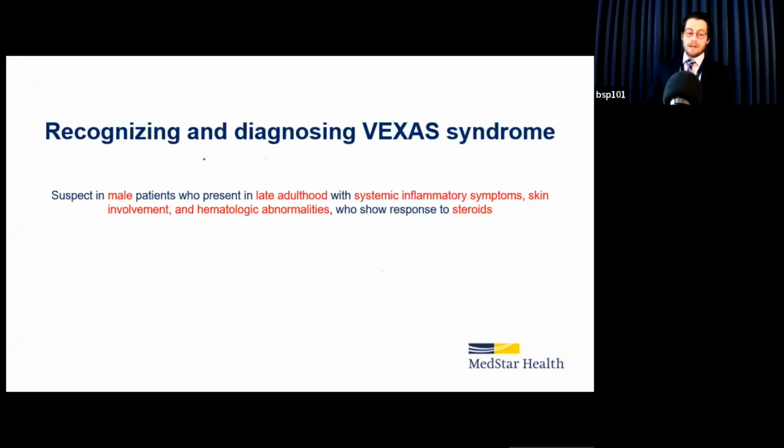So to conclude with the second objective, recognizing and diagnosing patients with VEXAS syndrome for every healthcare provider. So suspect always in male patients, don't forget female, but very rare. Suspect in male who present in late adulthood with any type of systemic inflammatory symptoms that do not fit a specific diagnosis. They usually have skin involvement, lung involvement, and hematologic abnormalities. Remember, macrocytic anemia is very important. And another clinical suspicion is that all these symptoms respond very well to steroids. And we'll talk a little bit more about this in treatment.